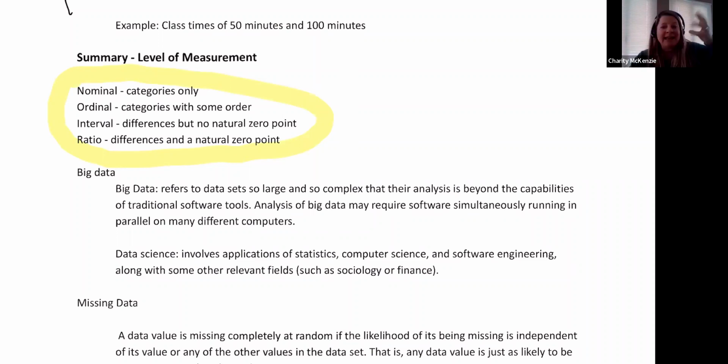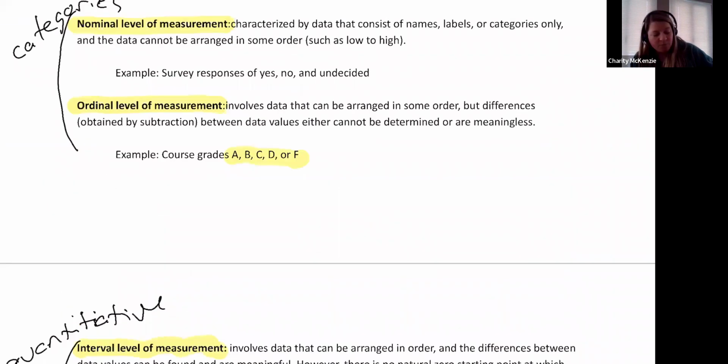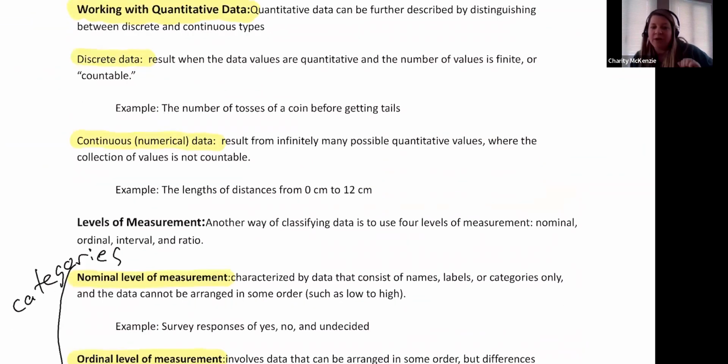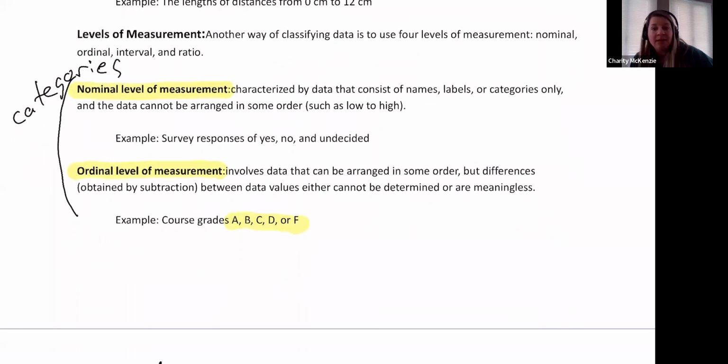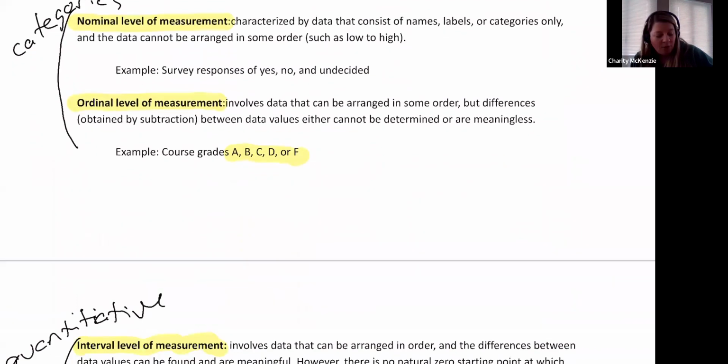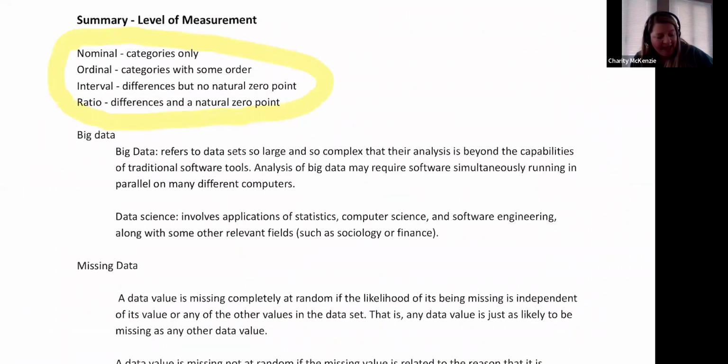Okay. So I collect my data. It's quantitative or qualitative. If it is quantitative, it can be discrete or continuous. We live in a discrete world mostly, right? And all of our data, not just quantitative or qualitative, are either nominal, ordinal, interval, or ratio. So one of those four.